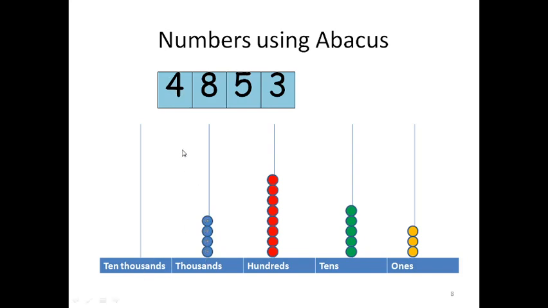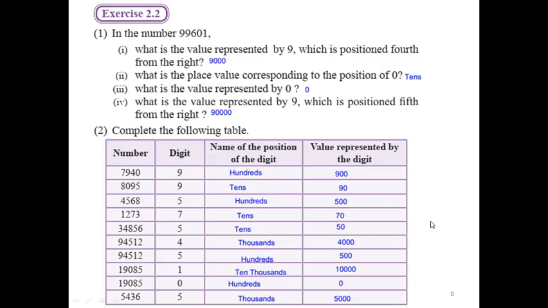Then let's take this. We have 74,853. How many 10,000s are needed to make 70,000? 70,000. 7. So that is how we represent this number using abacus. Okay, now let's look at the exercise 2.2.